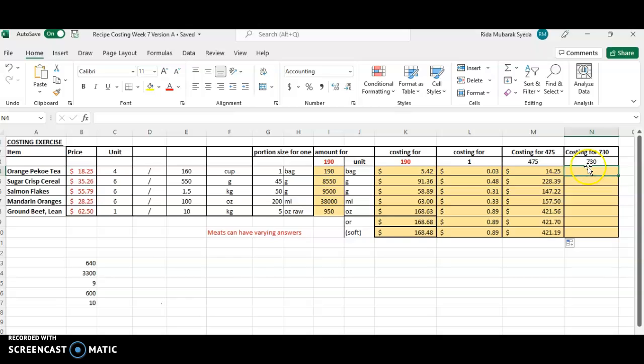And now I'll do the same thing for 730: equal to, take this, multiply it by 730, and I'll do the absolute cell referencing and press enter, and when I drag it down, it's going to calculate for all my other ingredients as well. And there you go, we have everything done. All the pricings are right. And that's it for the recipe costing.